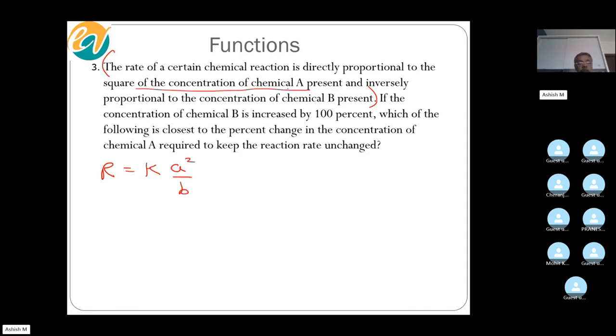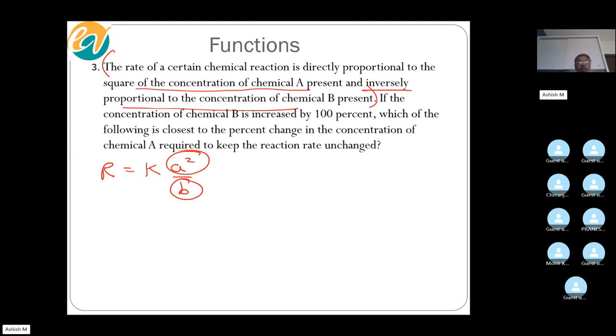Because it is directly proportional to the square of the concentration of chemical A, and inversely proportional to the concentration of chemical B. So R is equal to K A square upon B. Okay. Now, what is done, friends?